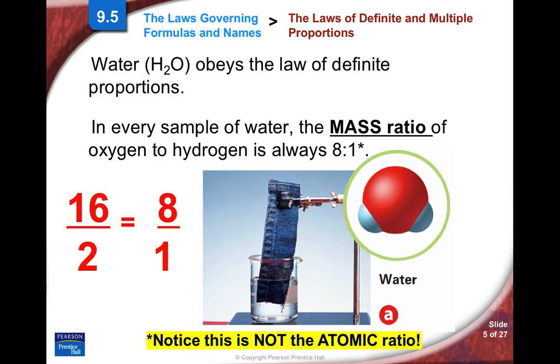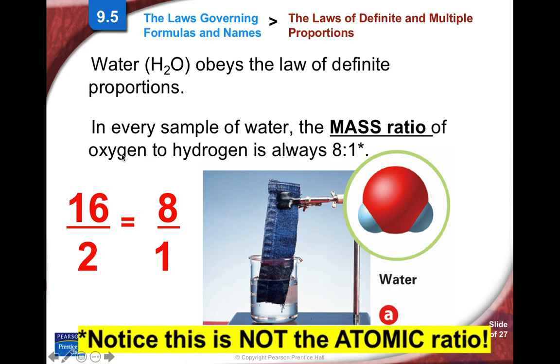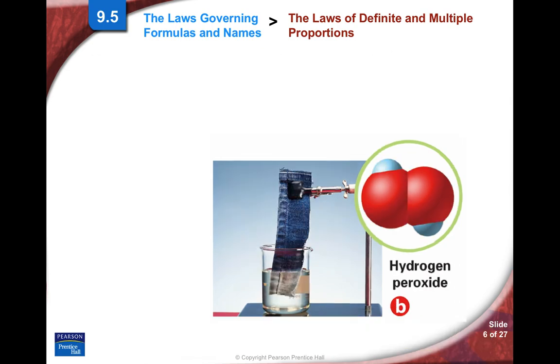Please notice this is not the atomic ratio that's in the chemical formula for water. This was done measuring masses because we hadn't even decided that matter was made of atoms at this point.